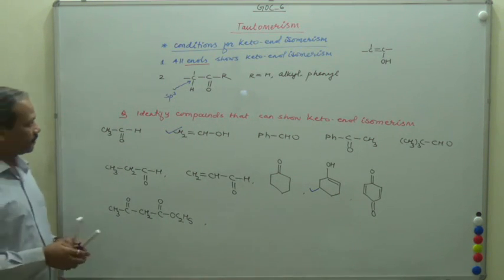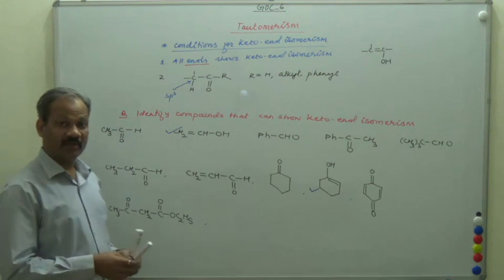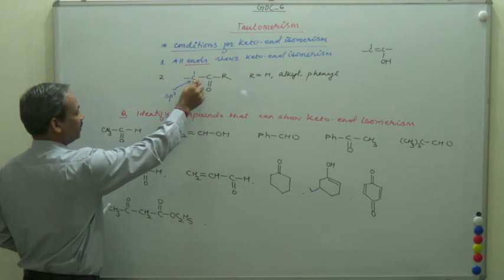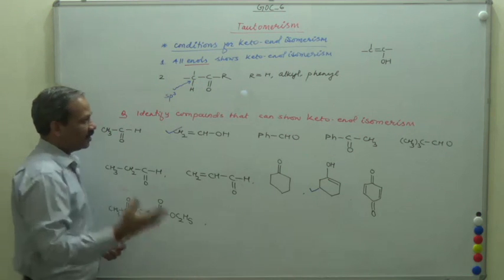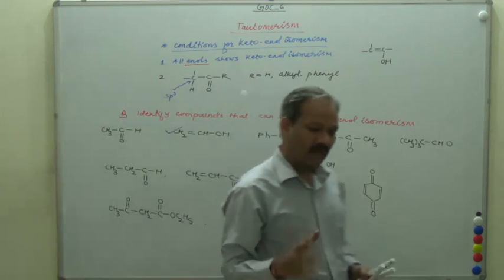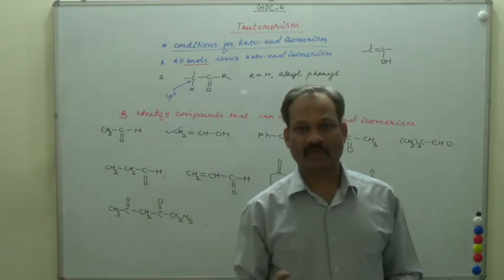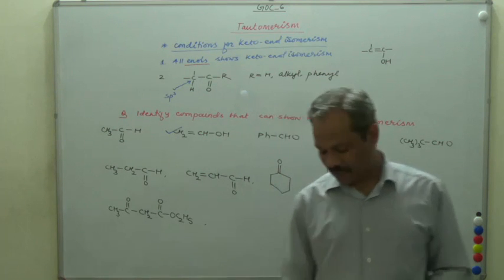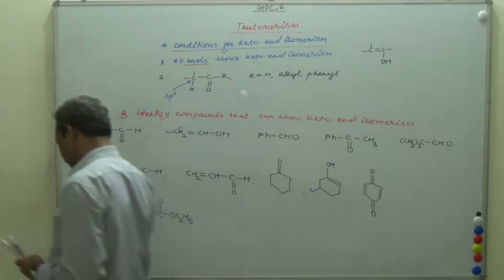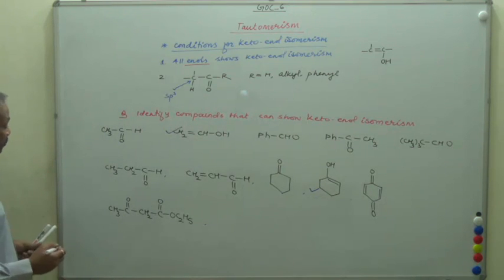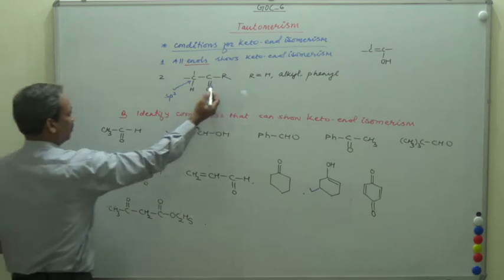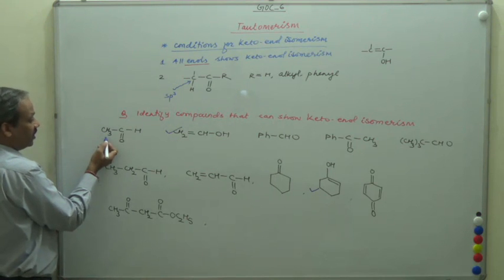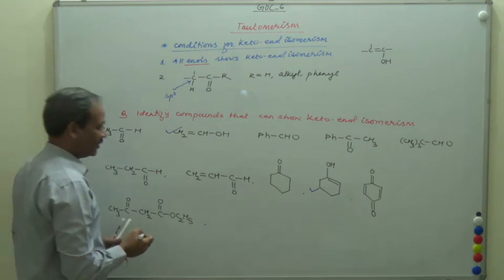In remaining, there is either an aldehyde functional group or ketonic functional group. So we have to check whether there is a hydrogen atom bonded to sp3 hybridized alpha carbon atom. Alpha carbon atom means the carbon atom directly attached to the functional group. So in this compound, this is the C double bond O of aldehyde type, and this is the alpha carbon atom, sp3 hybridized, and there are 3 hydrogen atoms, so it also shows keto-enol isomerism.